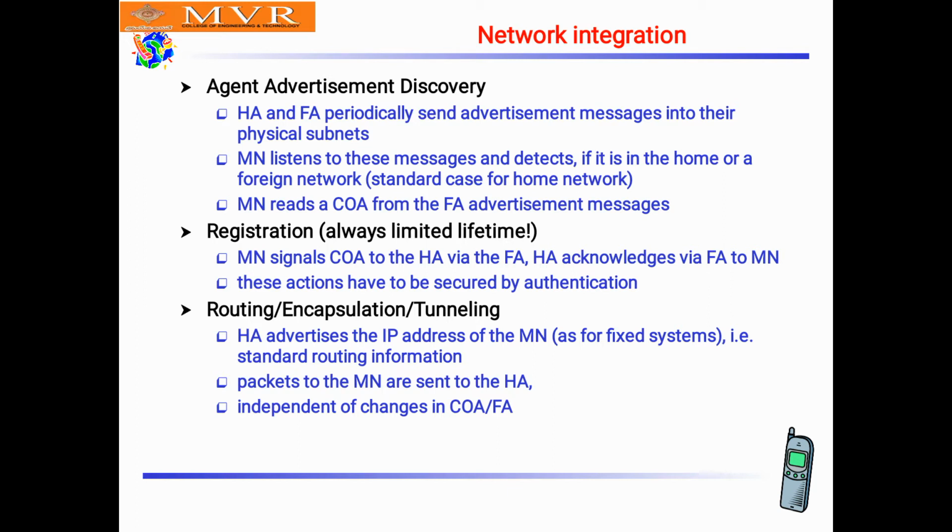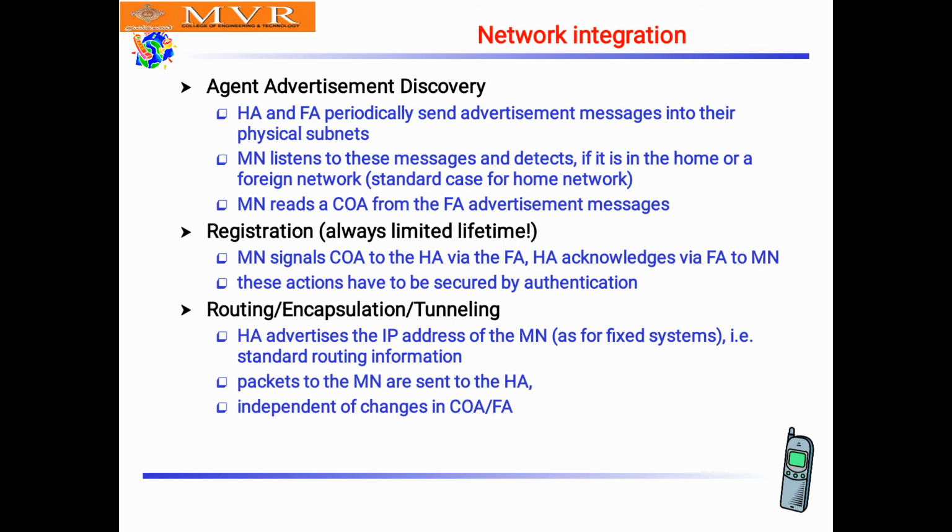The second factor is registration. The registration always has a limited lifetime. The mobile node signals the care of address and gives the address to the home agent via the foreign agent. The advertisement messages will be used. So the home agent and foreign agent, mobile nodes and care of address, and at the same time the corresponding nodes, are all involved in the agent advertisement and discovery using the mobile IP terminologies.